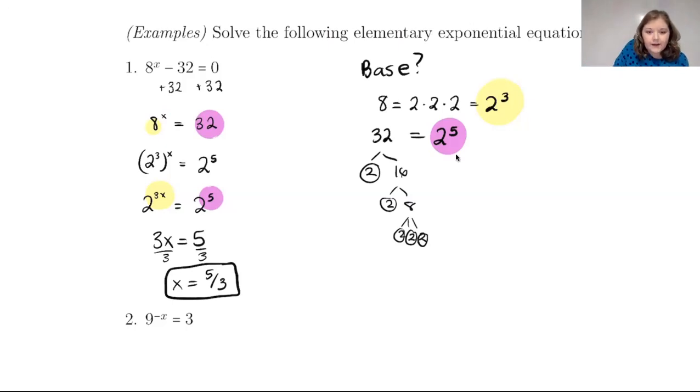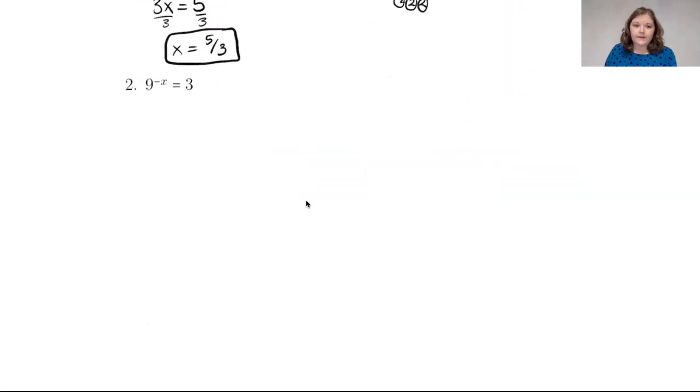All right, so now we will go on to example 2. So we had 9 to the negative x equals 3. We already have the exponential term, 9 to the negative x, on one side. So we don't need to do step 1, it's already done for us.